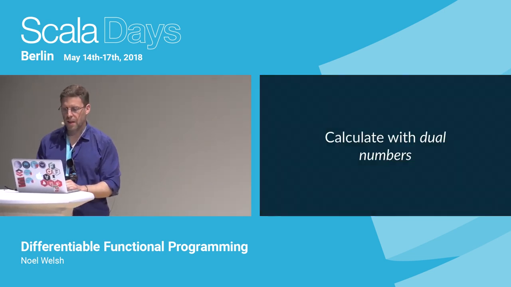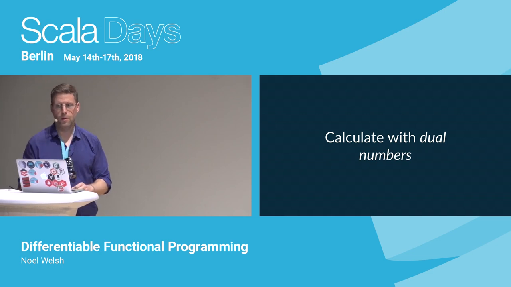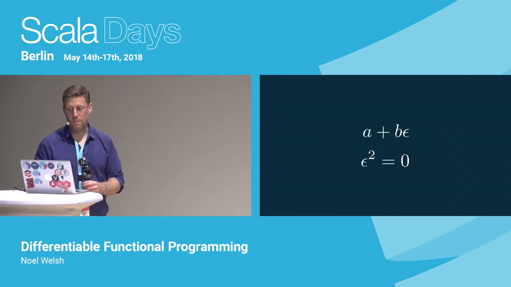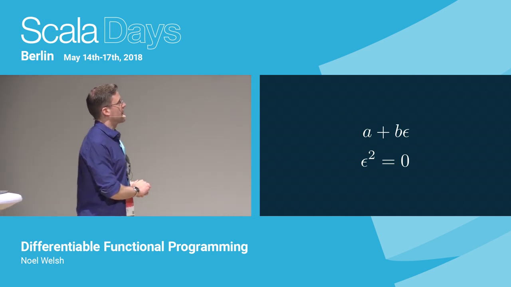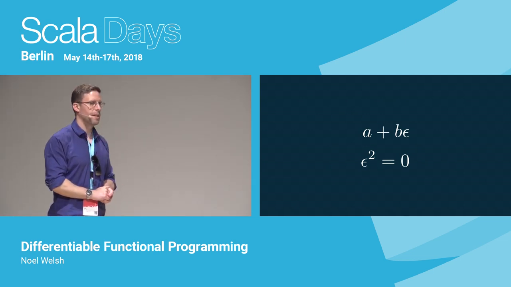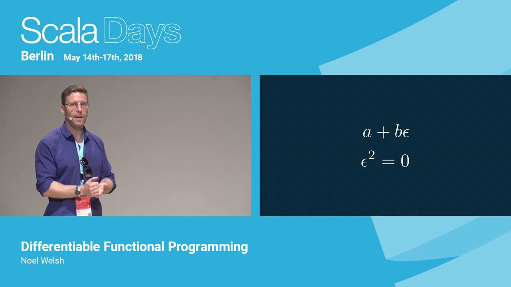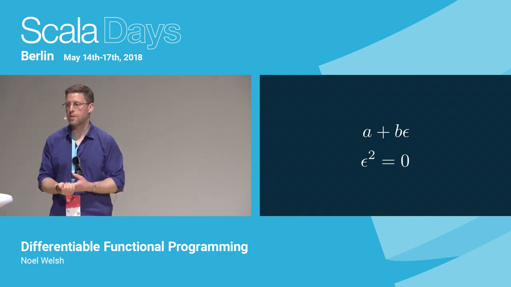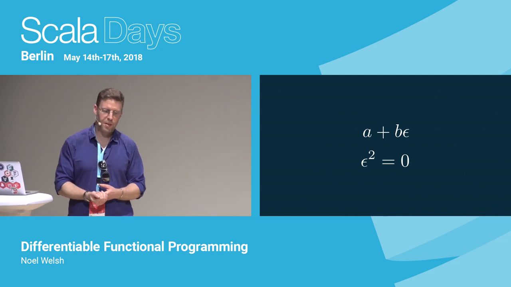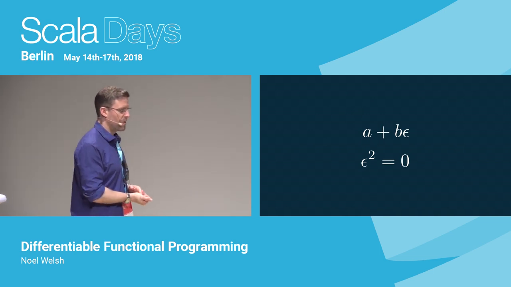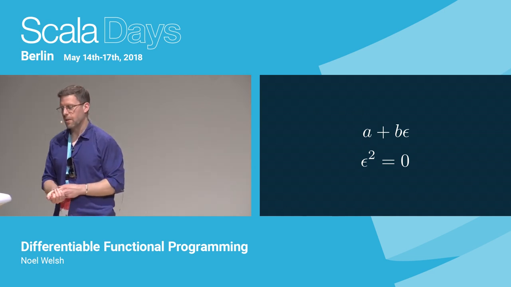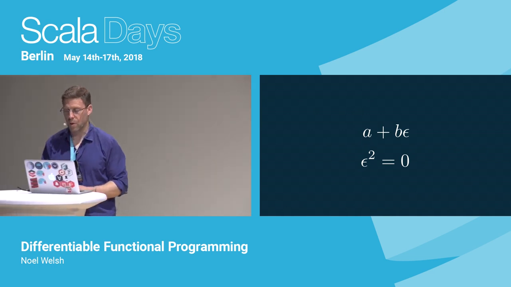The big idea here is we calculate with what are called dual numbers. What's interesting about dual numbers, they're basically defined like this. They are very similar in idea to complex numbers, though the rules of algebra are a little bit different. And they're also similar to, if you ever did naive calculus with infinitesimals, they work in a very similar way, and it's surprising they actually work.